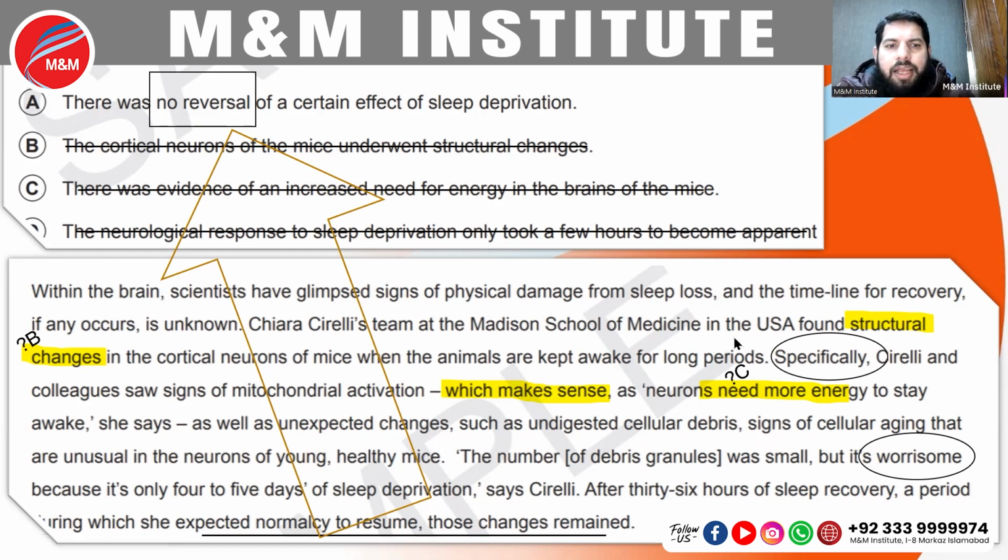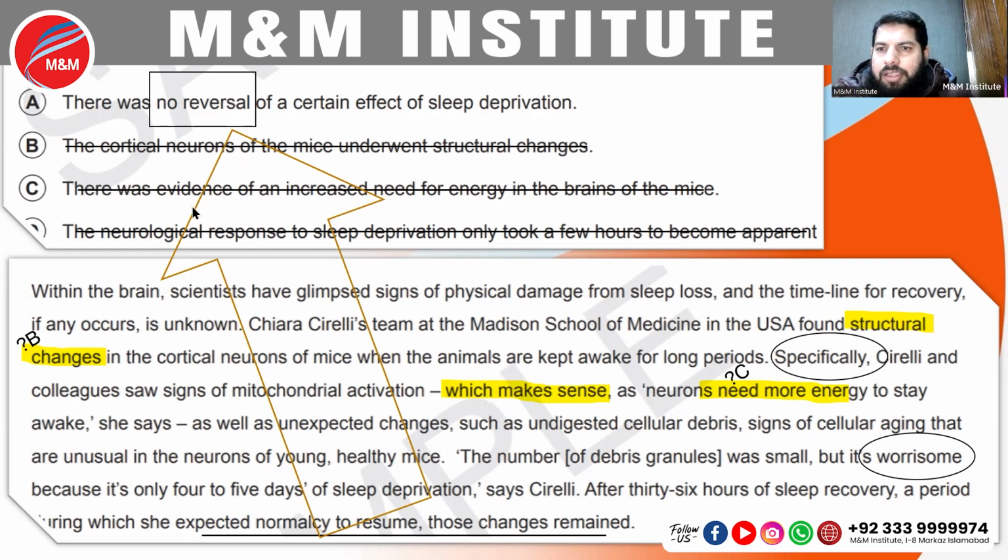Similarly, as you can see here, it's been written, found structural changes in cortical neurons of mice when animals are kept awake. So it's almost the same. Cortical neurons of the mice underwent some structural changes. It's written, but it's not the surprising finding. You can see again the high tone was specifically saw signs of mitochondrial activation, right? Which makes sense. It's not a surprising thing. So we can easily negate this option B.